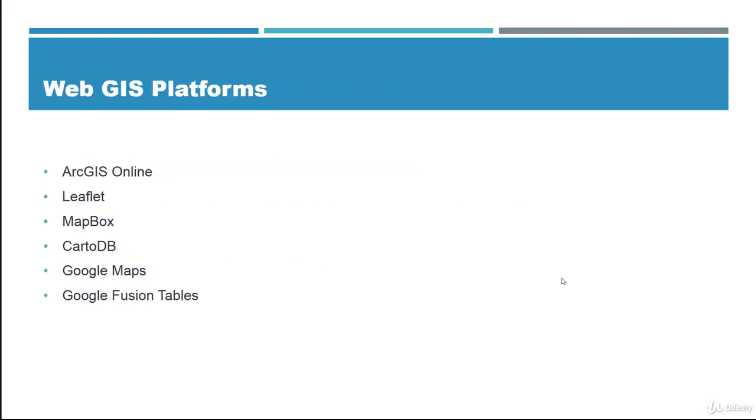What are the available web GIS platforms? Well, today we have various platforms to host, visualize, analyze, and even share your GIS data on the web. Some of these are commercial, while others are free for public use. These platforms include ArcGIS Online, Leaflet, Mapbox, CartoDB, Google Maps, and Google Fusion Tables.